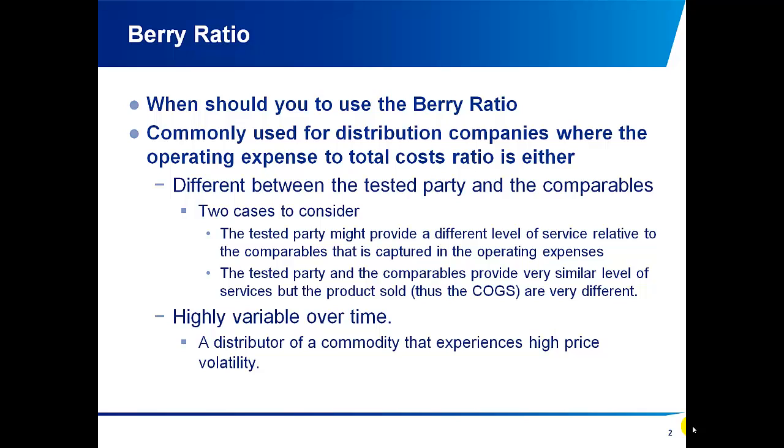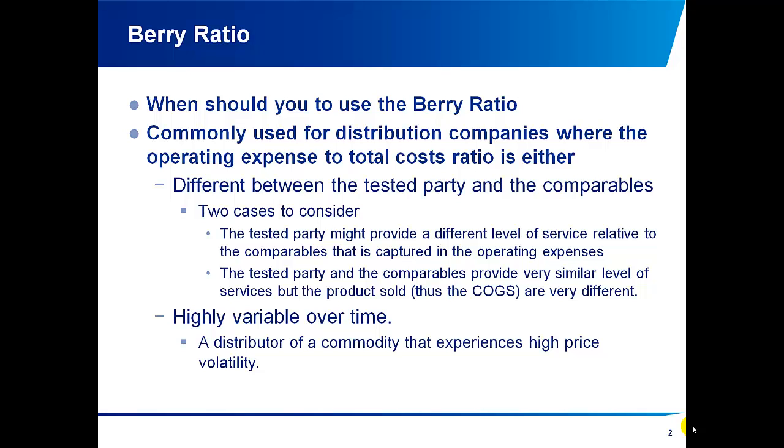Say this whole sales process might be a very intensive effort where you're educating the consumer about the product, in which case your operating expenses might be much higher relative to your COGS than might occur for another provider. The other possibility is a case where the tested party and the comparables provide a very similar level of service, but the product being sold, what's showing up in the COGS of our analysis, is very different. We're going to go through a couple of examples in other videos of each of those cases and develop them a bit more fully.